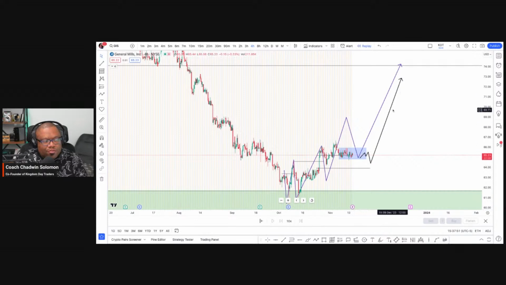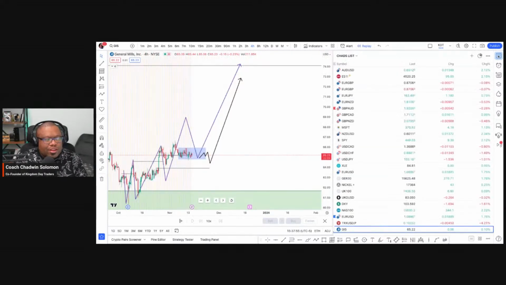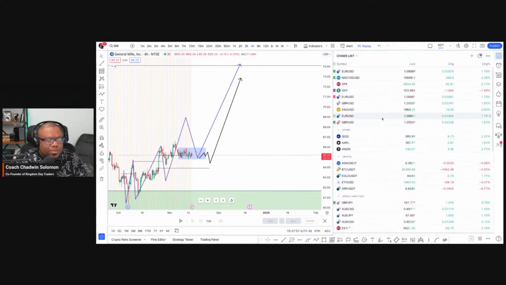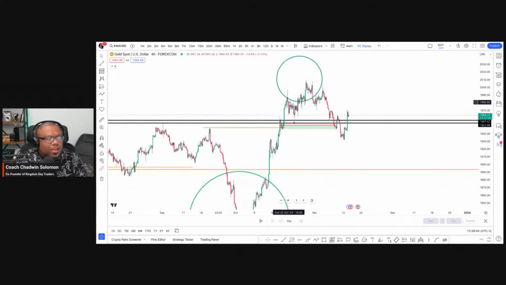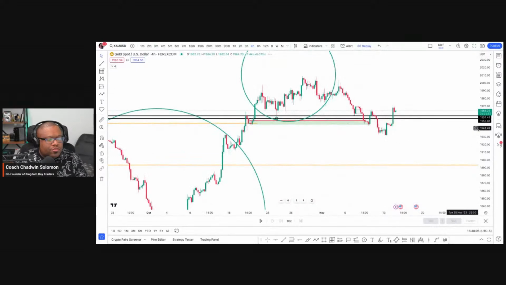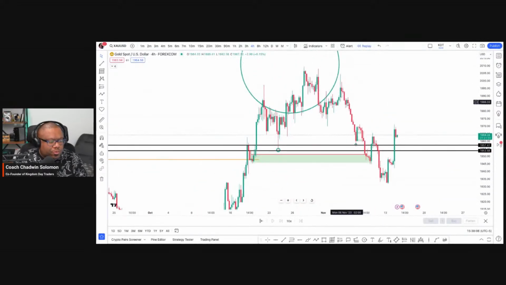We need to go down first, and then we're going to rise up. So GIS, if you are trading that, that's where we are at the moment. Then the last one on that is gold. And when we come back, I'll look at some other charts, right? Gold, where we were last week and Tuesday. Let me show you where we were.